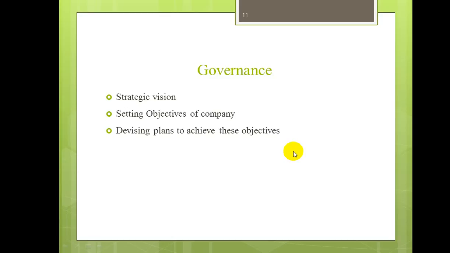Dividing the plans, you cannot directly achieve your target. Definitely you have to divide. You know, after 10 years, a year-based plan.